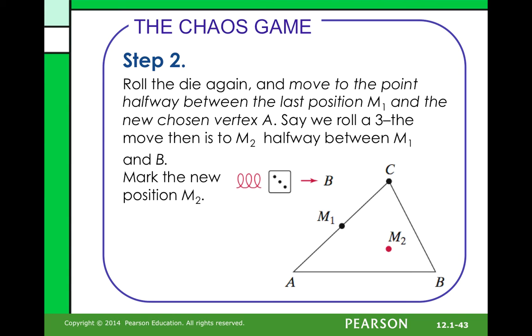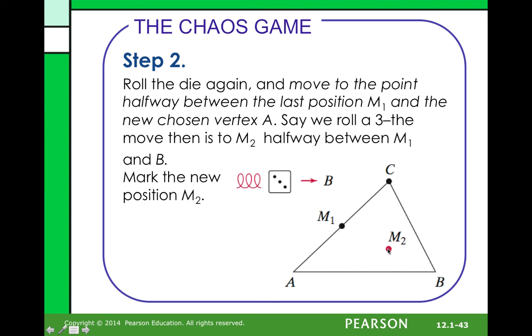Okay, so this seems kind of complicated, but basically all we're doing is another recursive process where we record a previous position, and then we record a new position based on the dice roll. So if we're sitting here at M1, suppose we rolled the dice and got a 5. That corresponds to C, so we'd go halfway between M1 and C, which would be right there. If we rolled a 1, we would go halfway between M1 and A, which is right there. But since we rolled a 3, we move halfway between M1 and B, which is about right there.